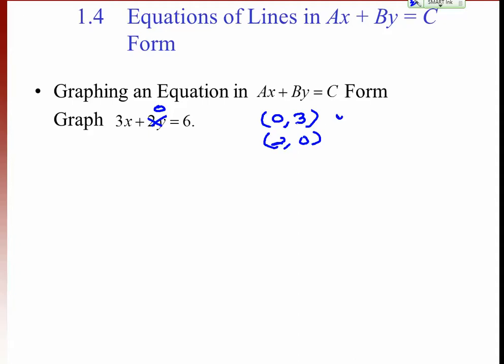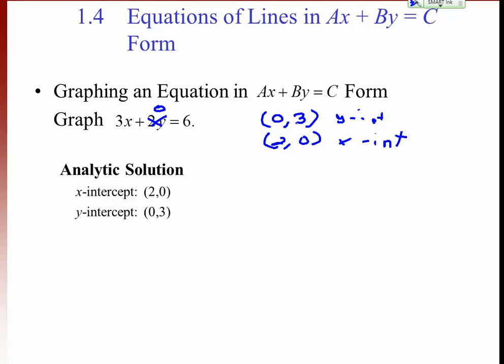So this is my y-intercept. And this is my x-intercept. Sorry, I didn't write it. That writing didn't come out too well there, but that's the x-intercept and the y-intercept. Okay, so it's a little more clear on that one.